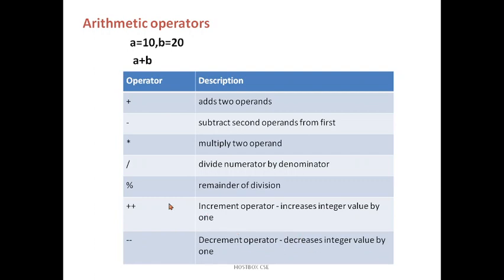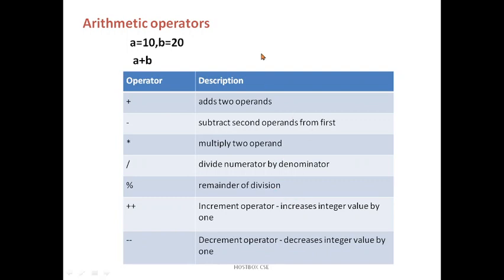For example, assume that a is equal to 10. If I give a plus plus, the value of a will be increased by 1, that is, the value of a becomes 11. Similarly, the value is 10 here. If I give a minus minus, the value becomes 9. Moreover, there are two types of increment operator: pre-increment and post-increment.